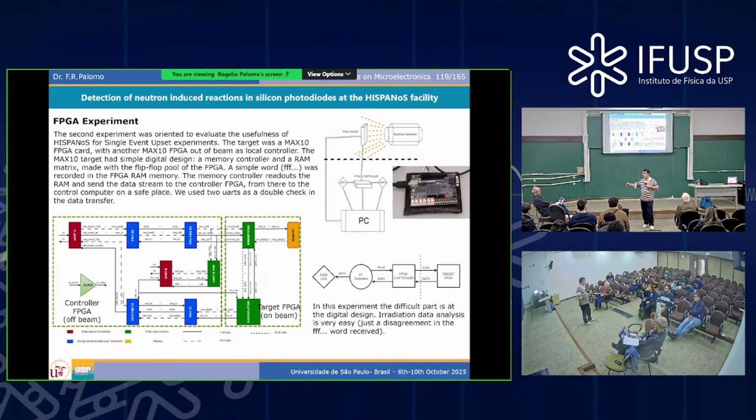Okay, so this was basically the work of Alexis and Jorge, for implementing the controlling, the DAQ in this case, and also the target FPGA. This was very simple because the design here is very simple. This was not so simple, that's a memory. And I think it was very funny, anyway.